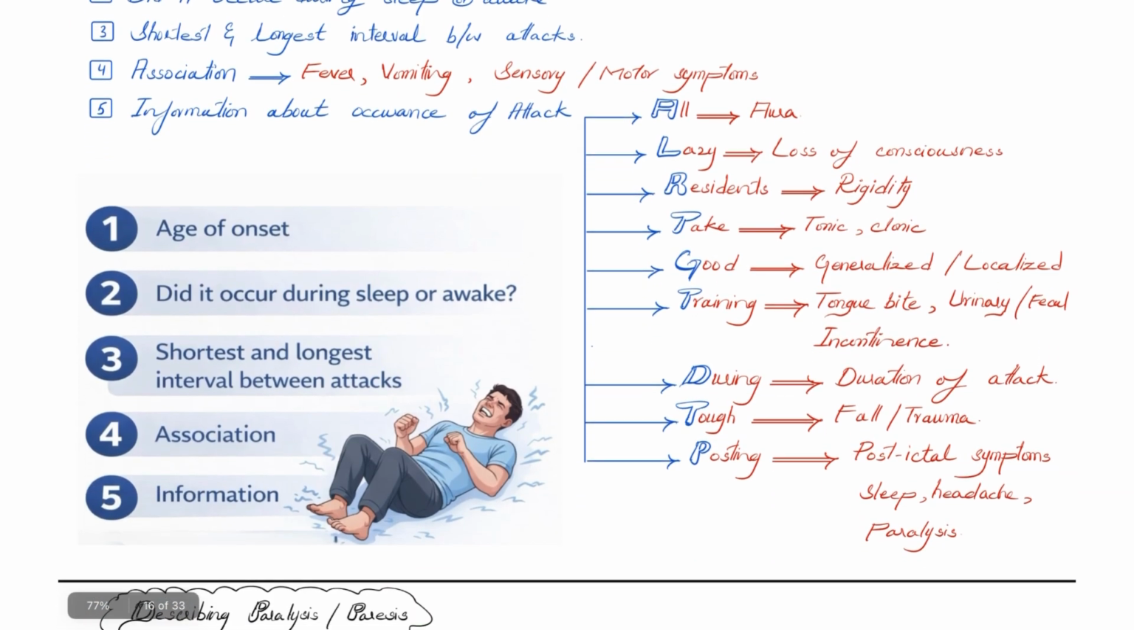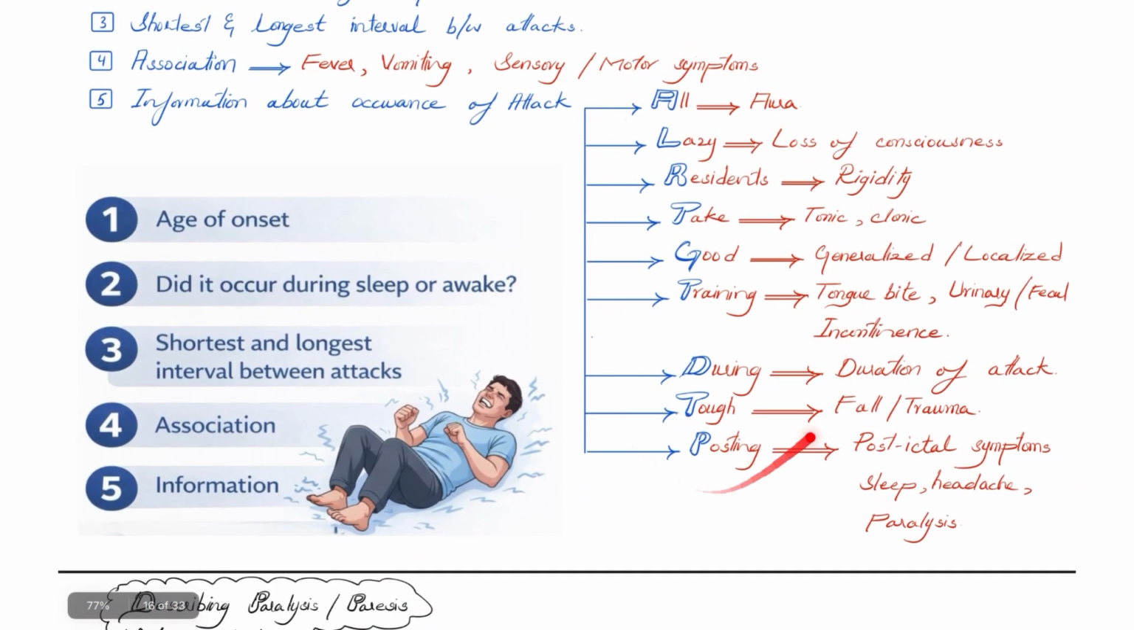You can remember it by the mnemonic: All Lazy Residents Take Good Training During Tough Posting. A stands for aura, L stands for loss of consciousness, R stands for rigidity, T stands for tonic-clonic types. Good stands for generalized or localized. Training stands for tongue bite, urinary or fecal incontinence during attack. During stands for duration of attack. Tough stands for fall or trauma. And Posting stands for post-ictal symptoms like sleep, headache, paralysis, irritation.